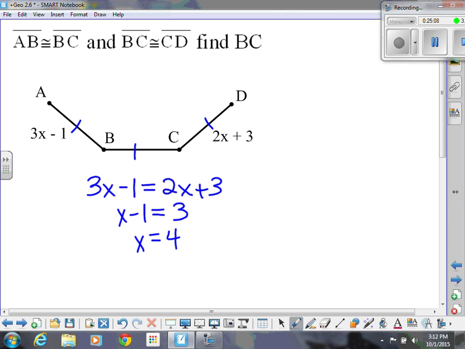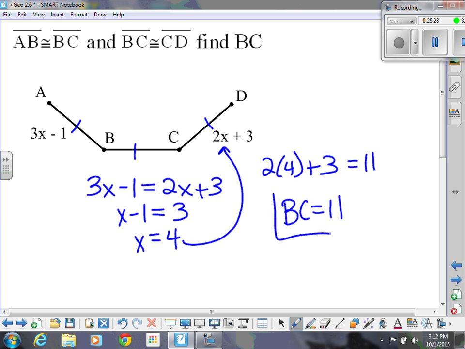Notice that they didn't want us to find x, they wanted to find BC. Well, BC is going to be the same length as any of the other two. So if I plug this 4 back into one of those, I'm just going to choose this one. So I'm going to get that this is 11. So BC is equal to 11. Okay, so that should help you get your thought process flowing.